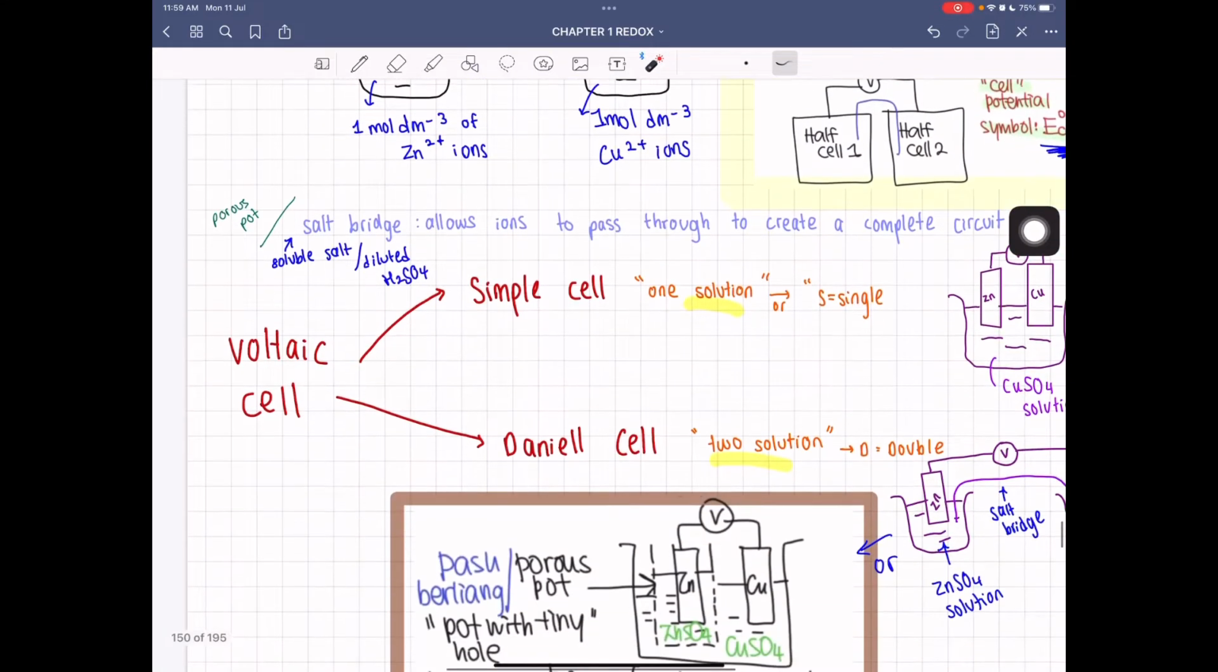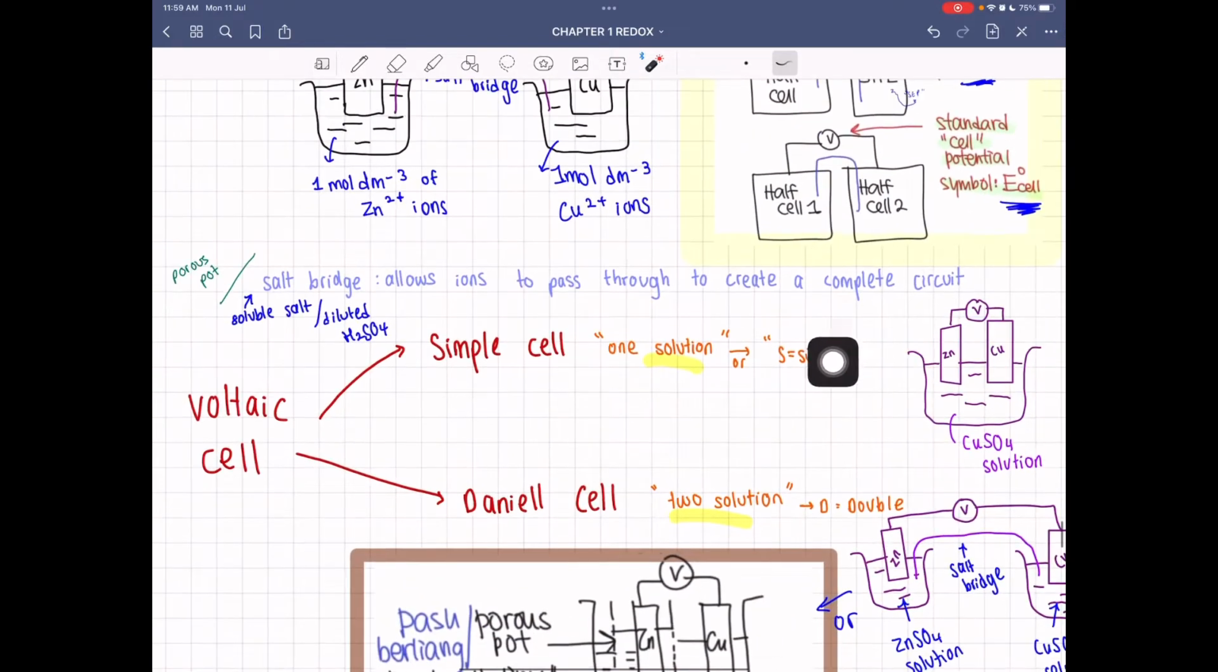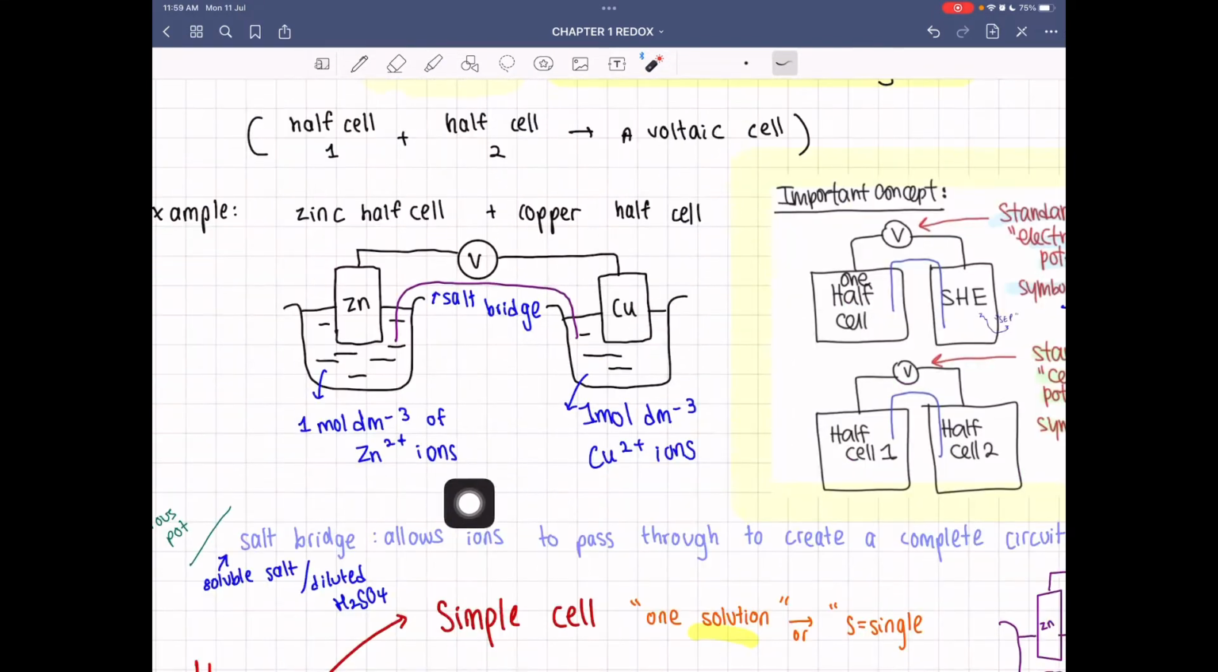Okay, but a voltaic cell is divided into two. We have a simple cell or a Daniell cell. A simple cell has only one solution, or if you want to memorize it, S for single, D for double. Whereas a Daniell cell has two solutions. Now what do I mean by one solution, two solutions? This is called two solutions because they have two different kinds of metal ion solution over here. One is zinc ion and one more is copper 2 ion.